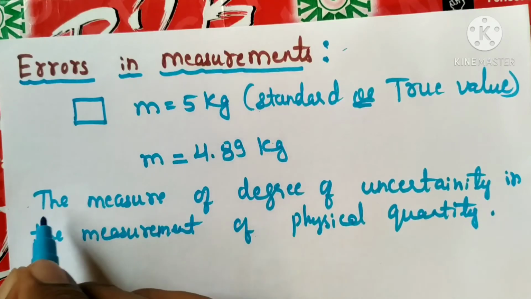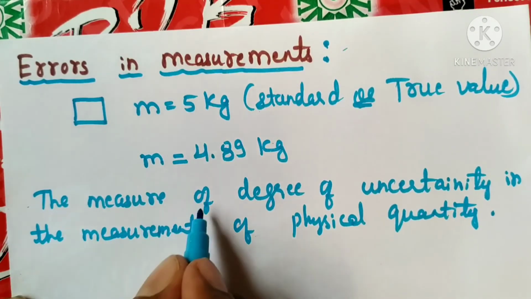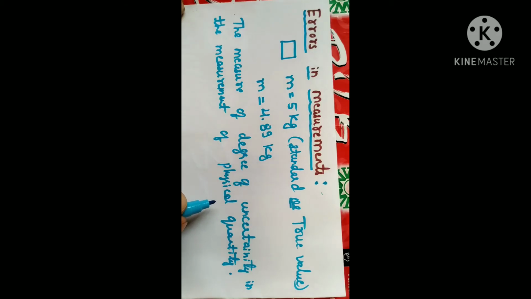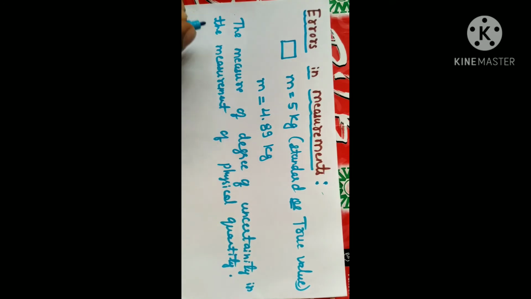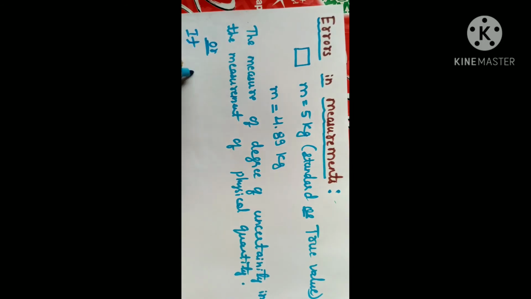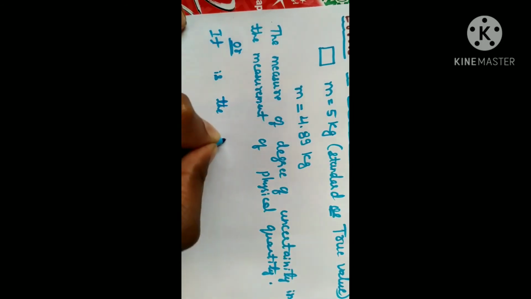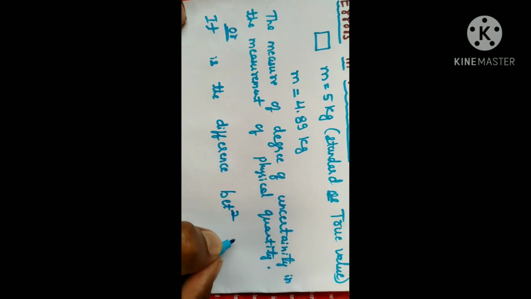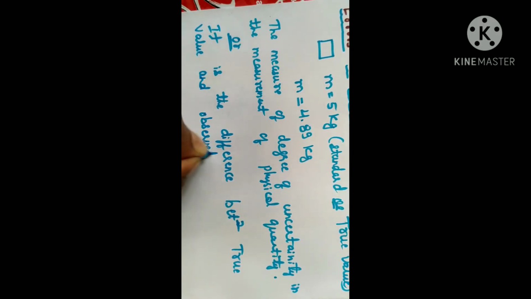That is okay. So that's what I have written here, the measure of degree of uncertainty in the measurement of a physical quantity. Or in one more way we can define the error. It can be defined as the difference between true value and observed value. That difference is called error.